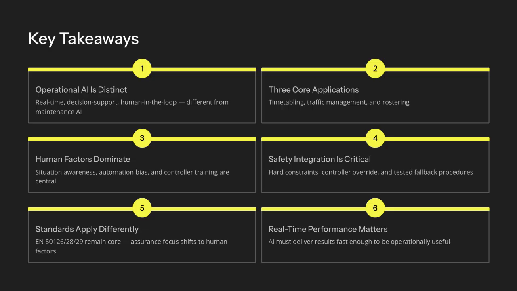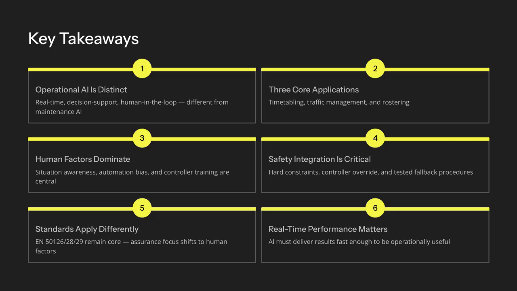Third, human factors are the dominant assurance concern, not the algorithms, not the data pipelines, the humans using the system. Controllers and planners need to understand the recommendations they are receiving. They need to trust the system, but not overtrust it. They need to be able to verify recommendations quickly under pressure. Poor interface design, inadequate training, or misaligned automation can undermine safety and efficiency more completely than a flawed model. The technology is only half the system.